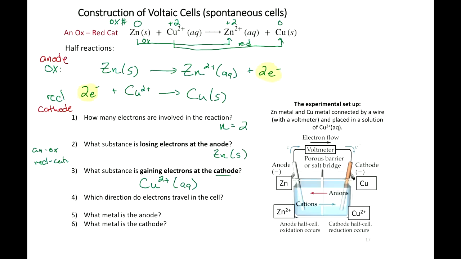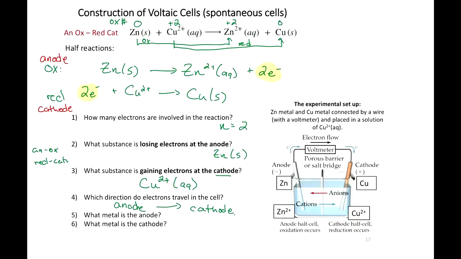All right, and so then based upon these half reactions, which direction do electrons travel in this cell? So looking at these half reactions, you see, oh, electrons are produced at the anode and then consumed in the cathode. So they go from anode to cathode.